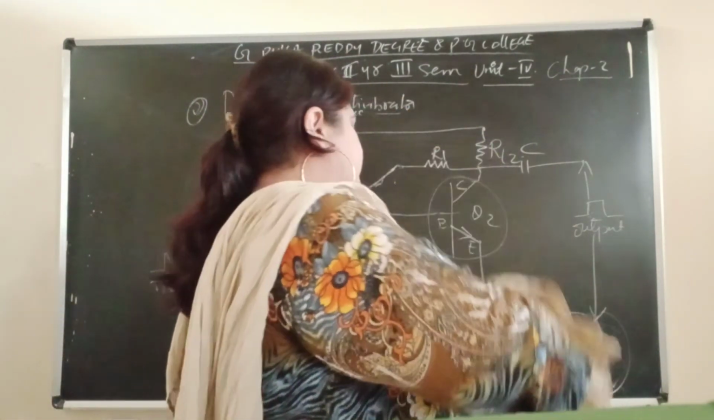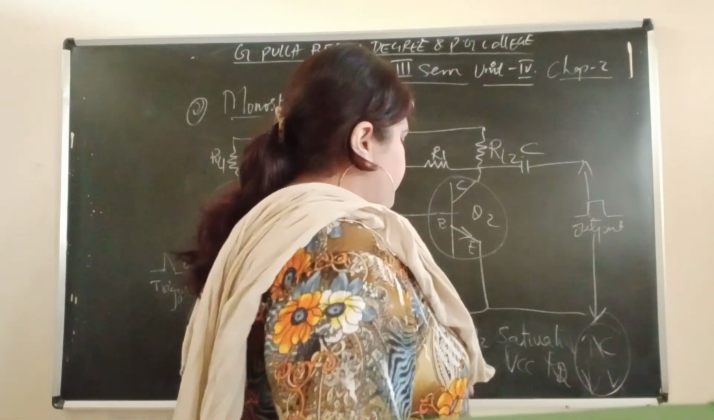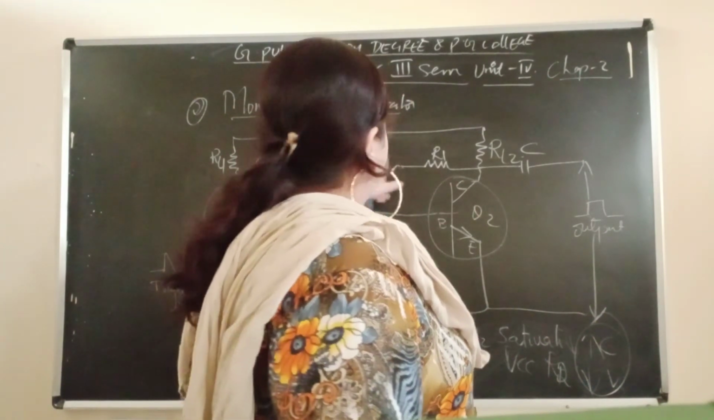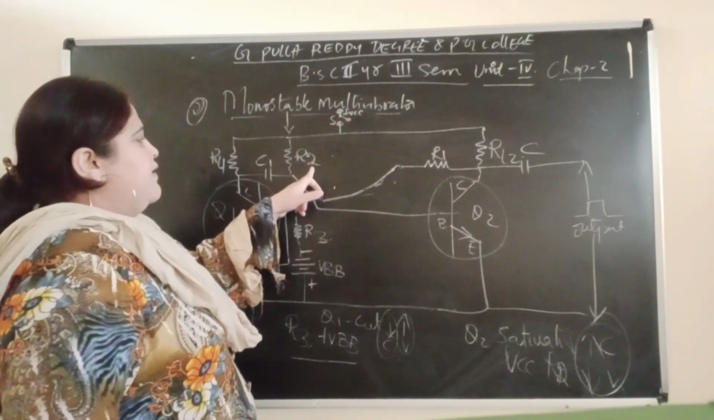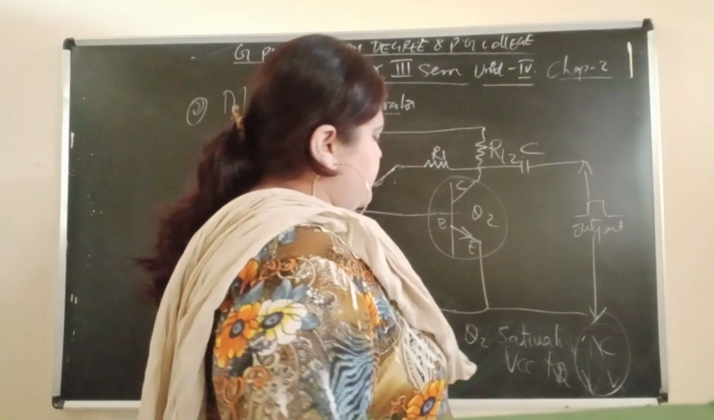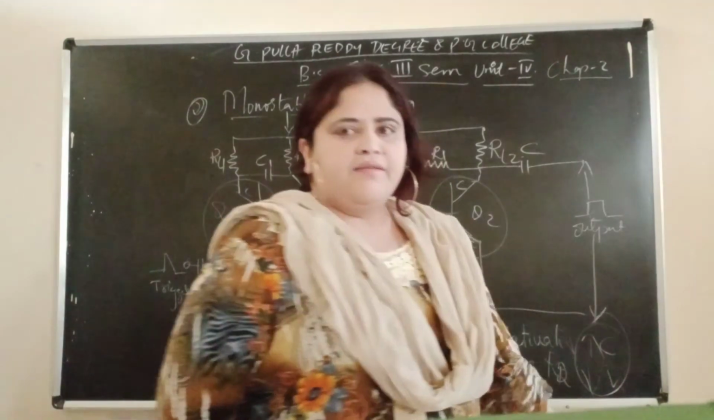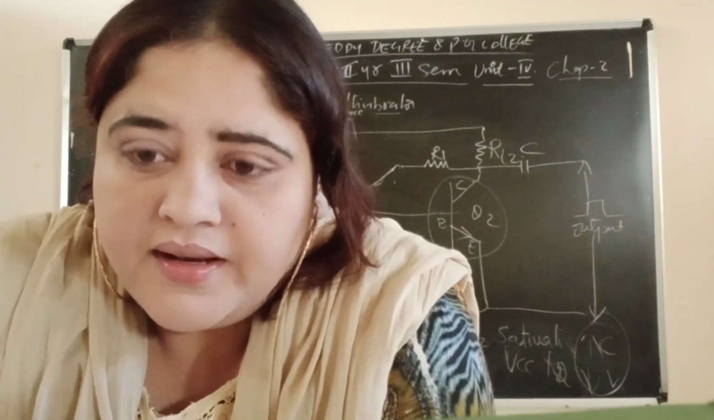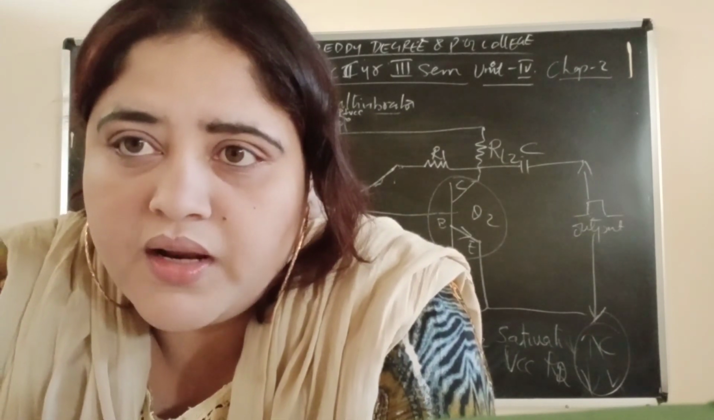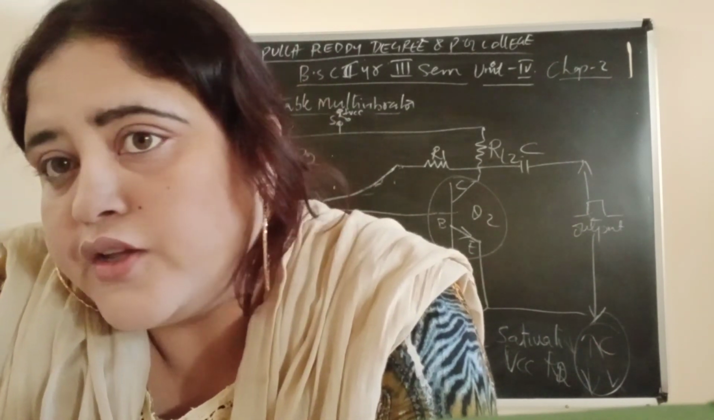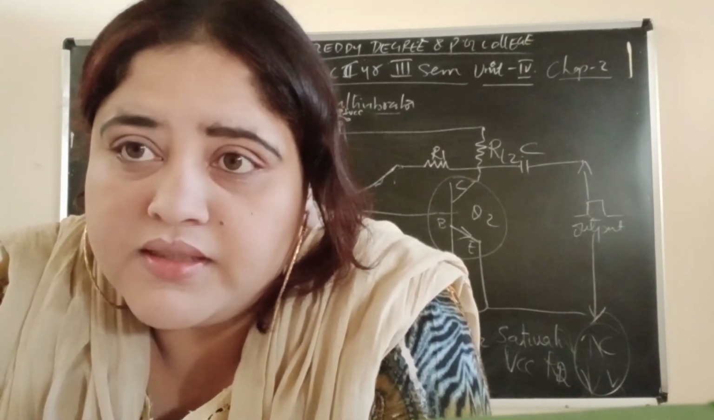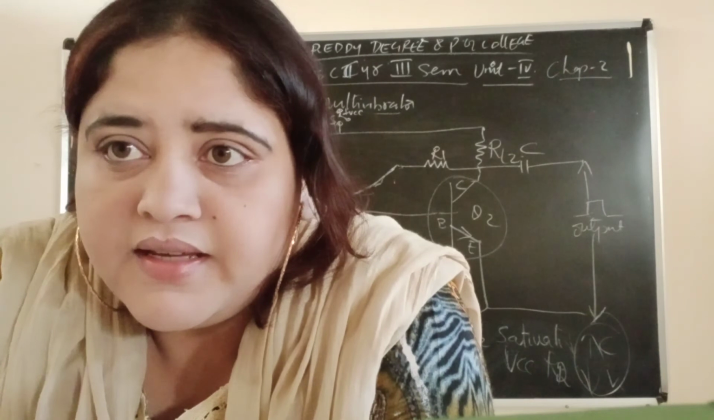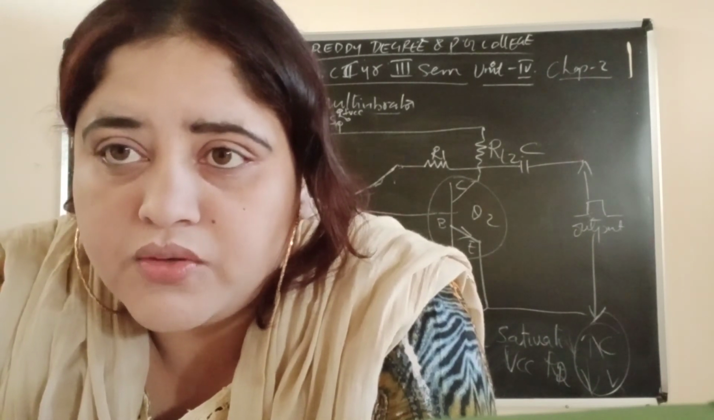Now, transistor Q2 is in saturation with the help of plus VCC and R2. Since it is in saturation, current will be more and voltage will be less in Q2. So Q2 is in saturation, Q1 is in cutoff. This is the position of your transistors, so you have to tell this in your circuit description.